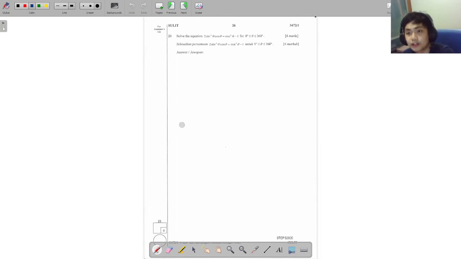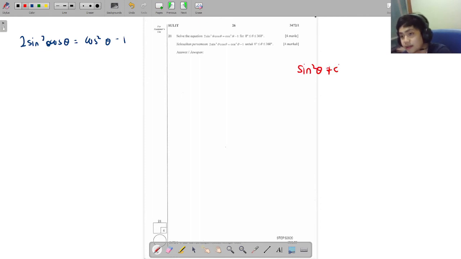So question 21, solve the equation 2 sine square theta cos theta equals cos square theta minus 1. So 2 sine square theta cos theta equals cos square theta minus 1. Alright, so I can work with one of the identities. The identity here is sine square theta plus cos square theta equals 1. So I can probably just work with the sine square theta one. So sine square theta equals 1 minus cos square theta.